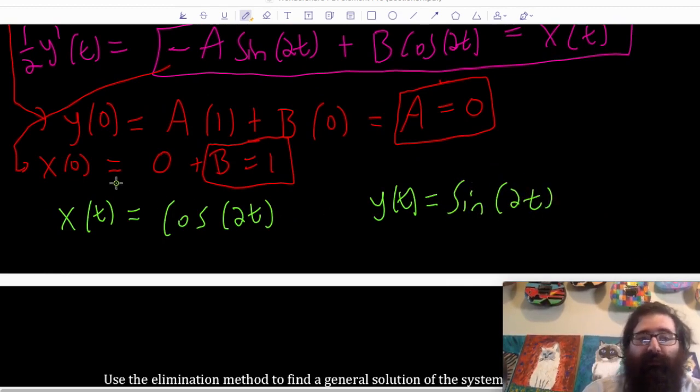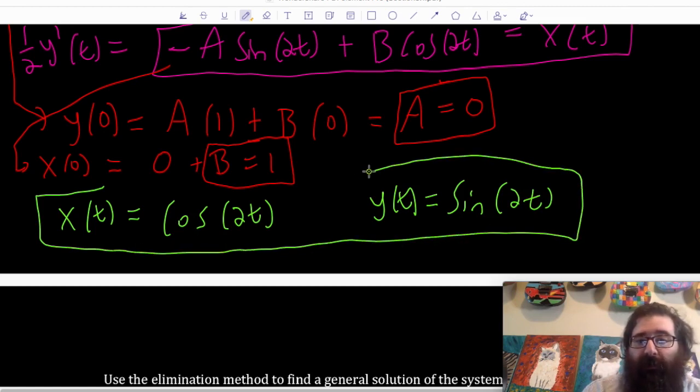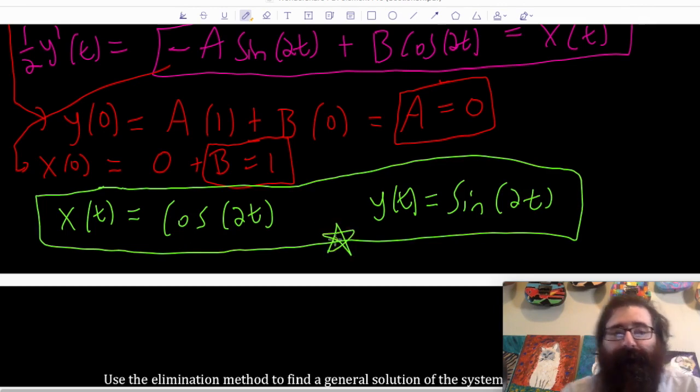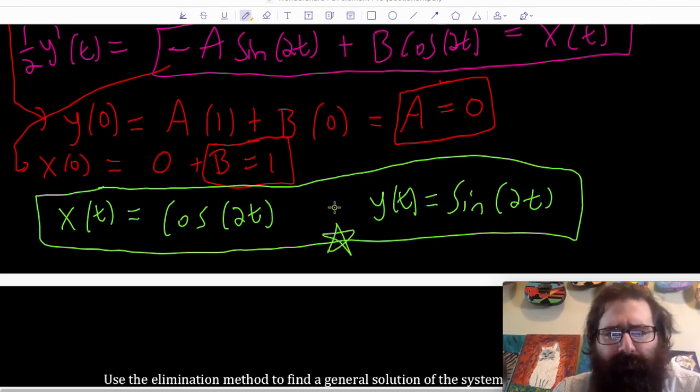So we work with those initial values to now move away from our general solution into a particular solution to our system. So working with those initial values there.